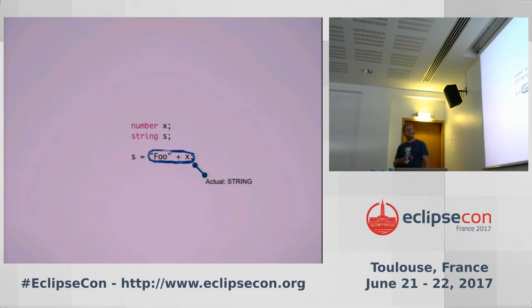Also this one here, the whole complete plus expression is of type string, because the left side is of type string, and we have the semantics that if the left side is a string, then you can append something, and the result will again be a string. Also here we expect that the expression is of type string because the variable is of type string. Let's take a look at a slightly different example.